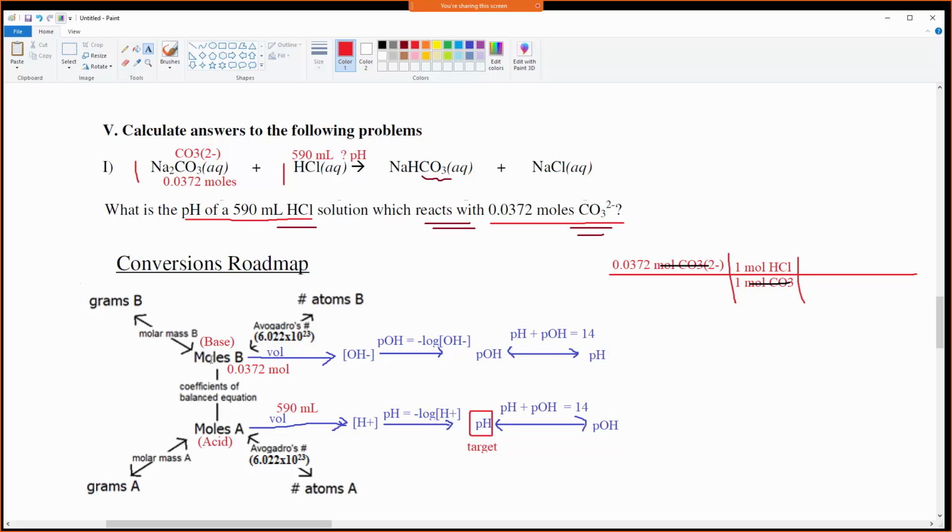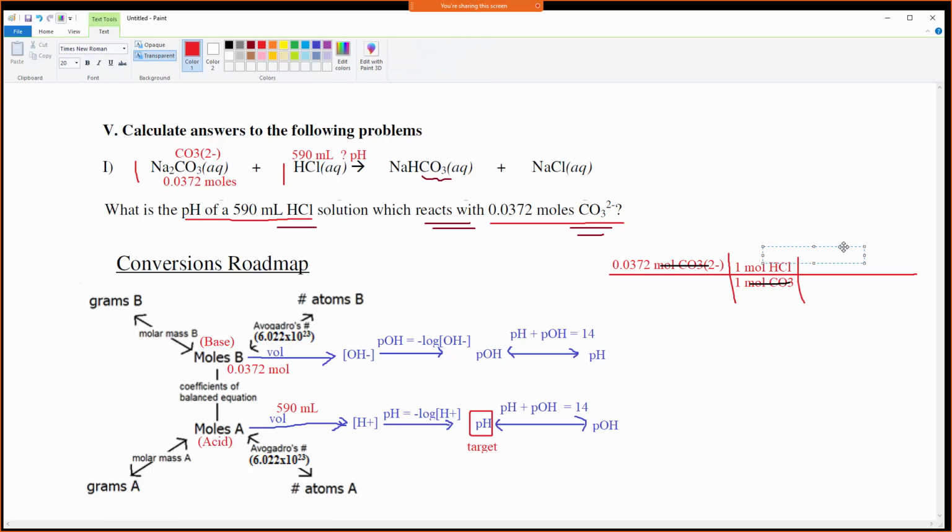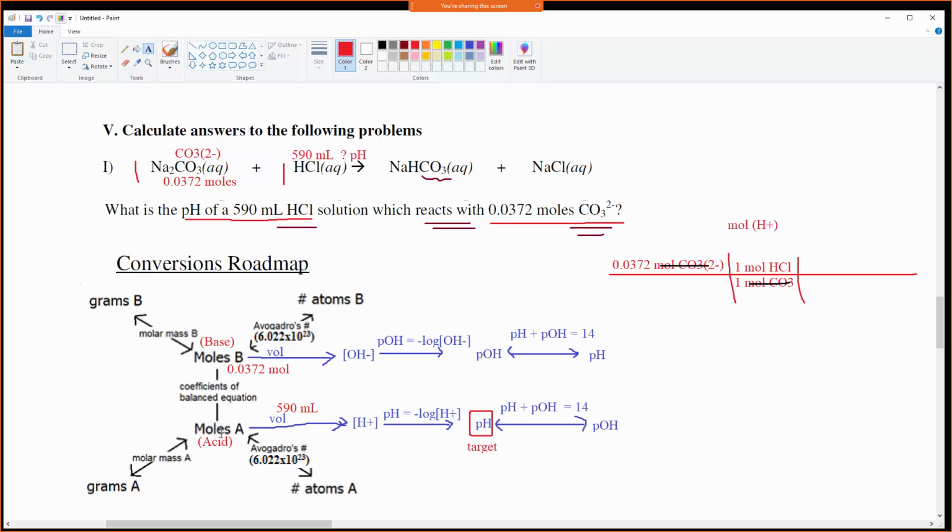Okay. So this tells us, the roadmap says, we start from the moles of B, we use the coefficients, we should get to the moles of A, which we did. Excellent. And remember that the moles of HCl is the same as the moles of H+, so I don't need to worry about that. It's the same as the moles of H+. Okay. So we got moles of acid. Now it says, hey, you can use that volume I was given to find the concentration of the acid.